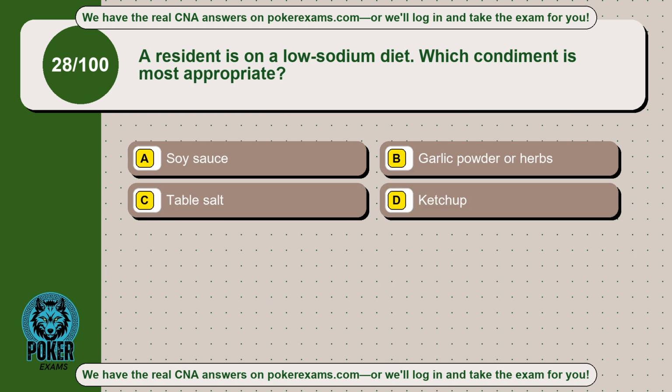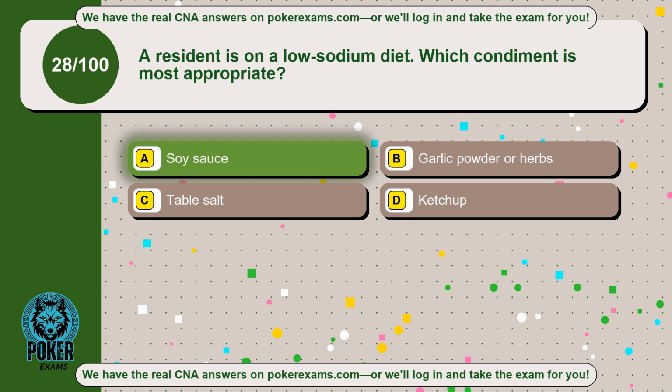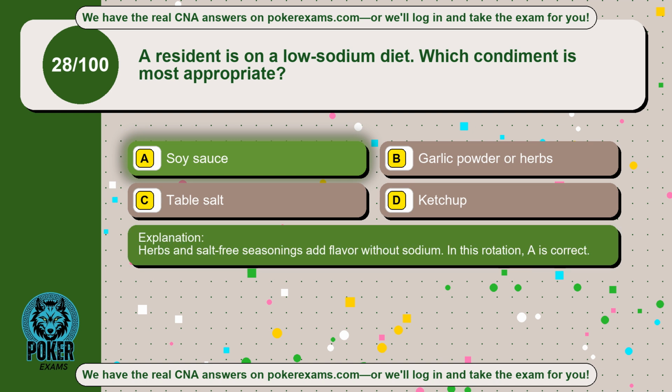Question 28. A resident is on a low-sodium diet. Which condiment is most appropriate? Option A, soy sauce. Option B, garlic powder or herbs. Option C, table salt. Option D, ketchup. The correct answer is option A, soy sauce. Herbs and salt-free seasonings add flavor without sodium. In this rotation, A is correct.